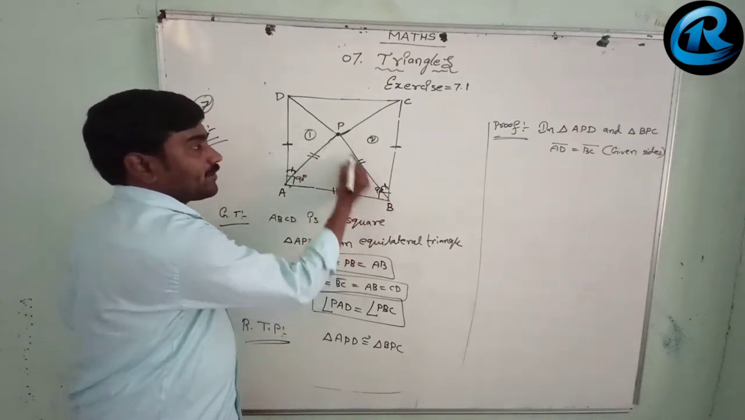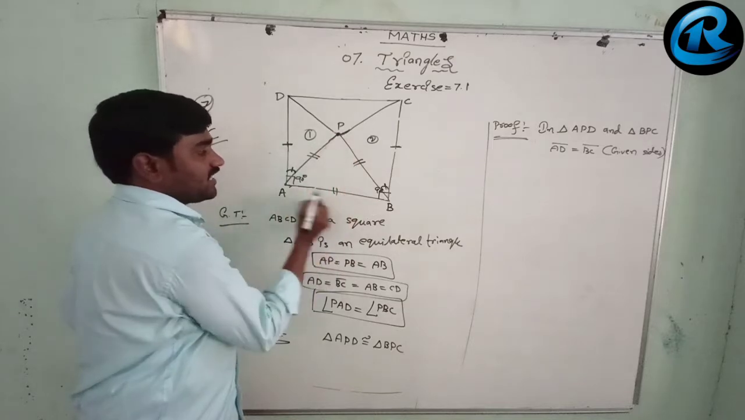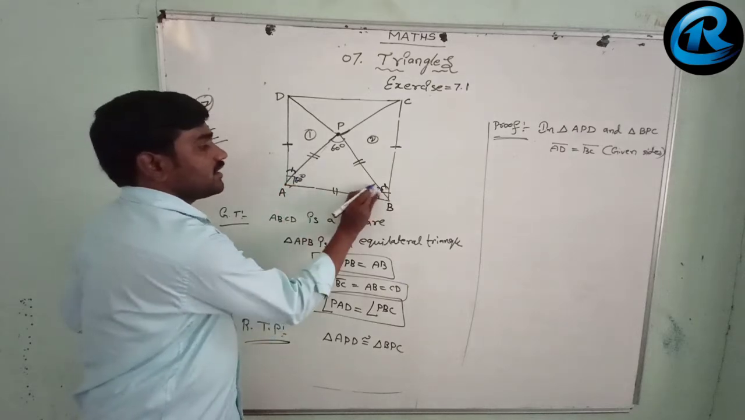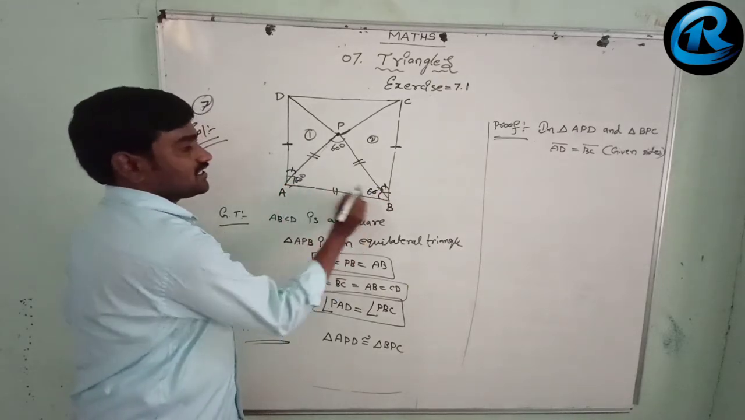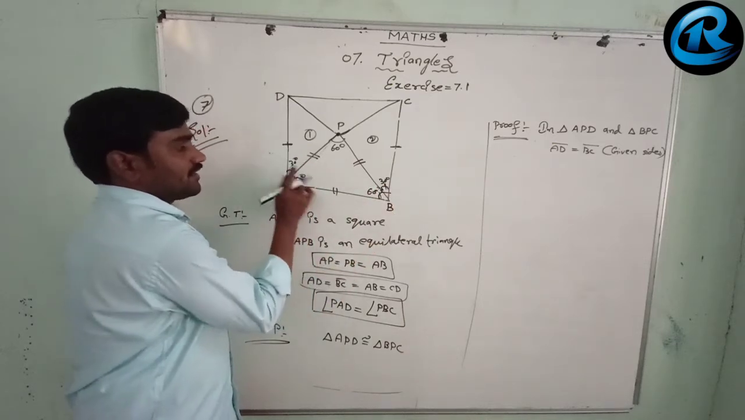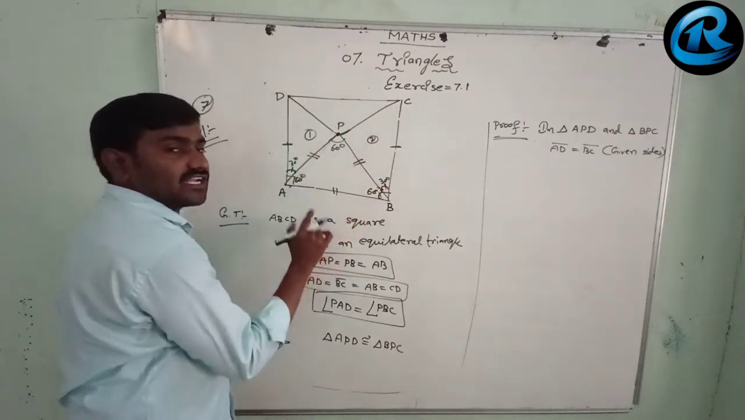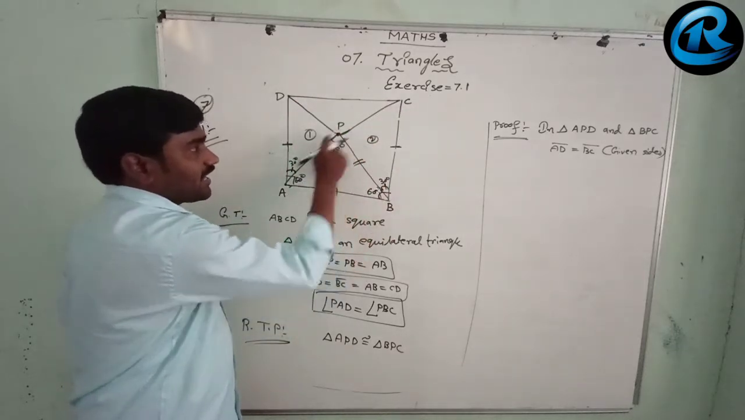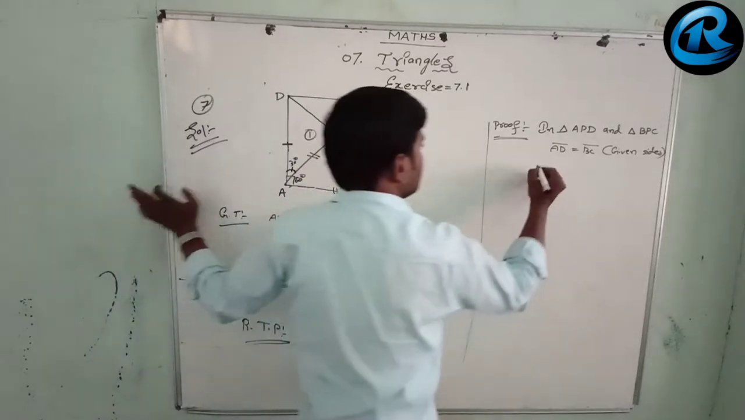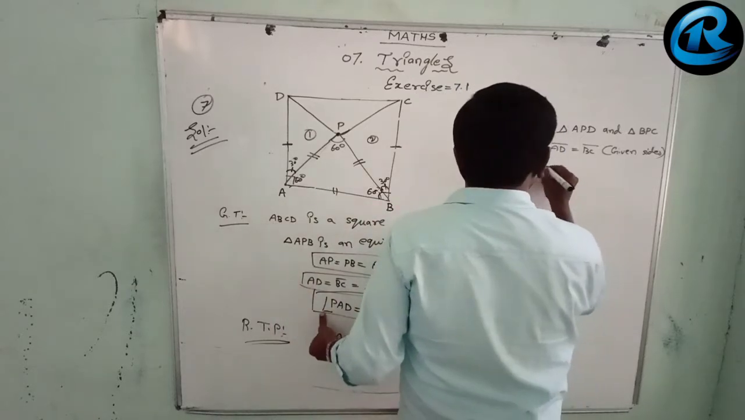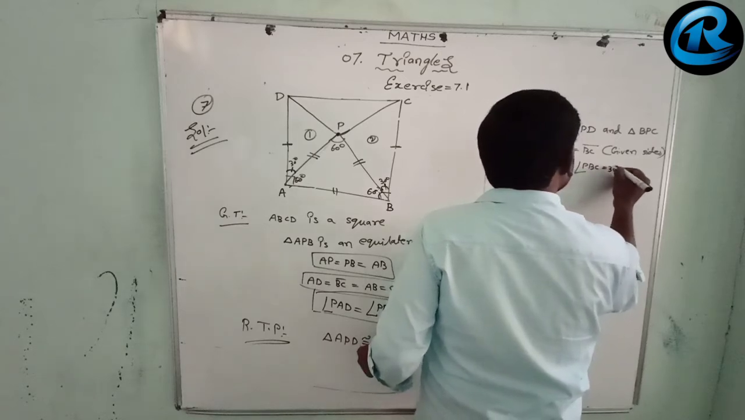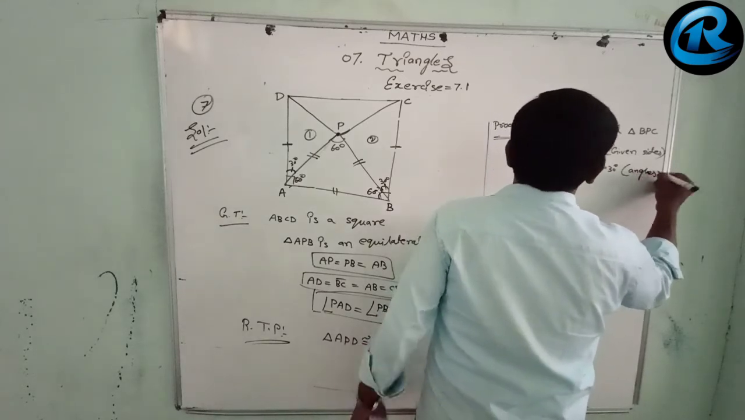But angle APB is in an equilateral triangle. In an equilateral triangle, all the angles are equal to 60 degrees. So here the remaining angle should be 30 degrees, and only then will it be a complete 90 degrees. All the angles in a square are 90 degrees, but in the equilateral triangle APB all the angles are 60, so the remaining 30 degrees will be equal. So I can write that angle PAD is equal to angle PBC is equal to 30 degrees.